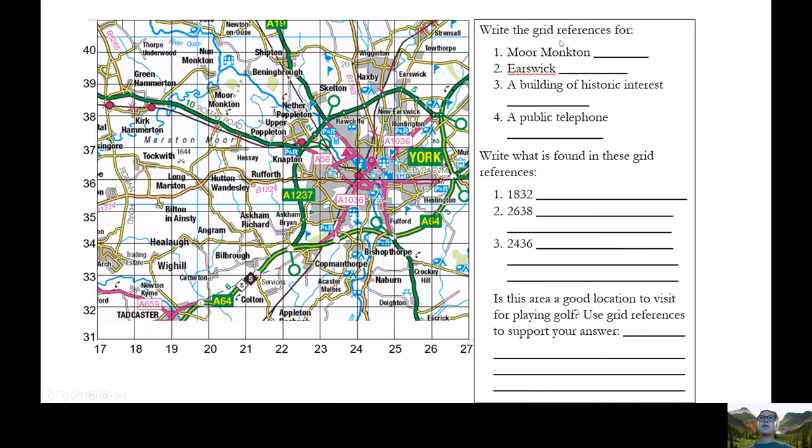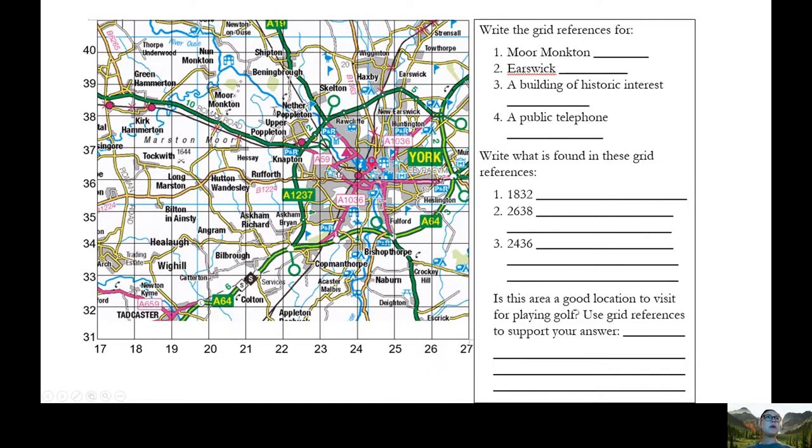Okay, let's try this together. Write the grid references for Moore Monckton. Moore Monckton is a little town. First thing we need to do is find Moore Monckton. So let's have a look. Scan the map. I'm looking for Moore Monckton. Here's Moore Monckton. Moore Monckton is in this grid square.